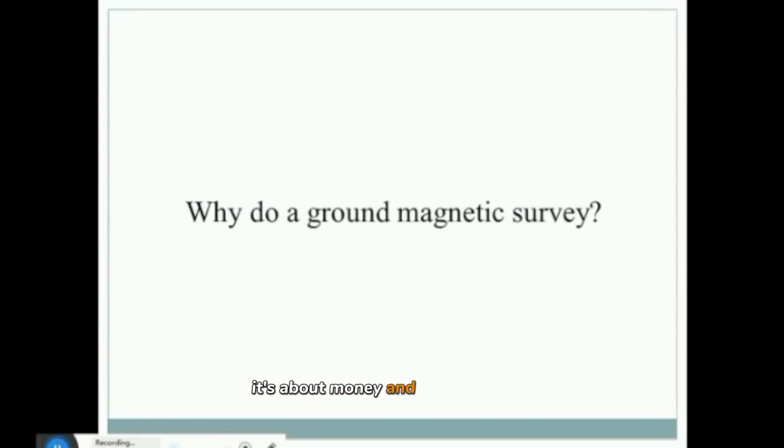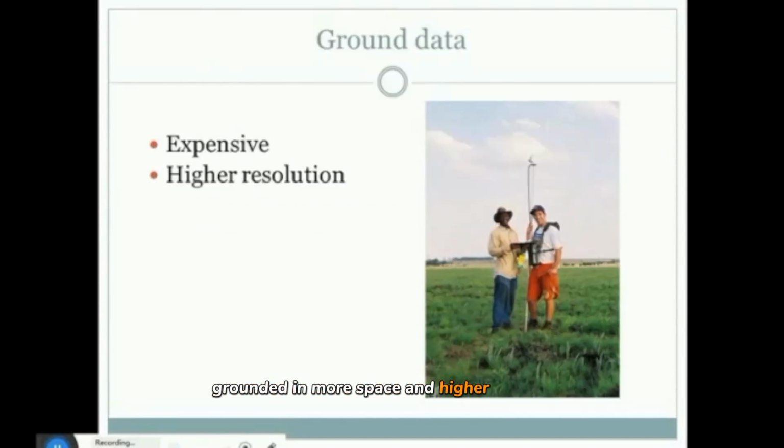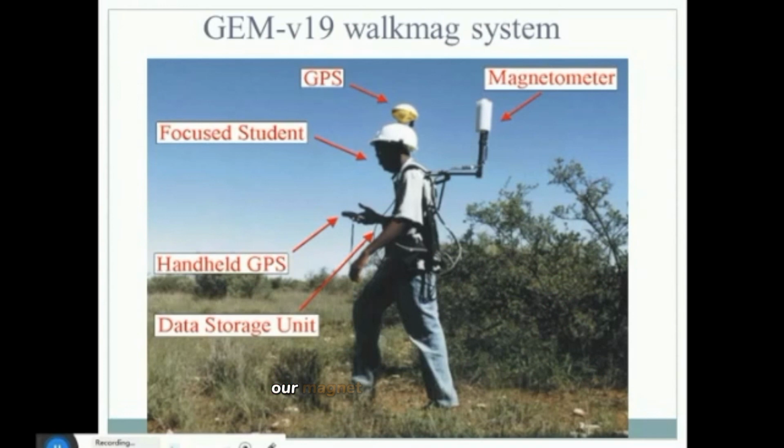Again, it's about money and it's about time. Ground data is more expensive and higher resolution. This is what it looks like. Our magnetometer is slightly different. But you have a magnetometer, there's a GPS. Our GPS is on the hat, it's on the side, and data storage unit. And so the nice thing with this magnetometer is you literally can walk. You just walk and it records as you're walking.